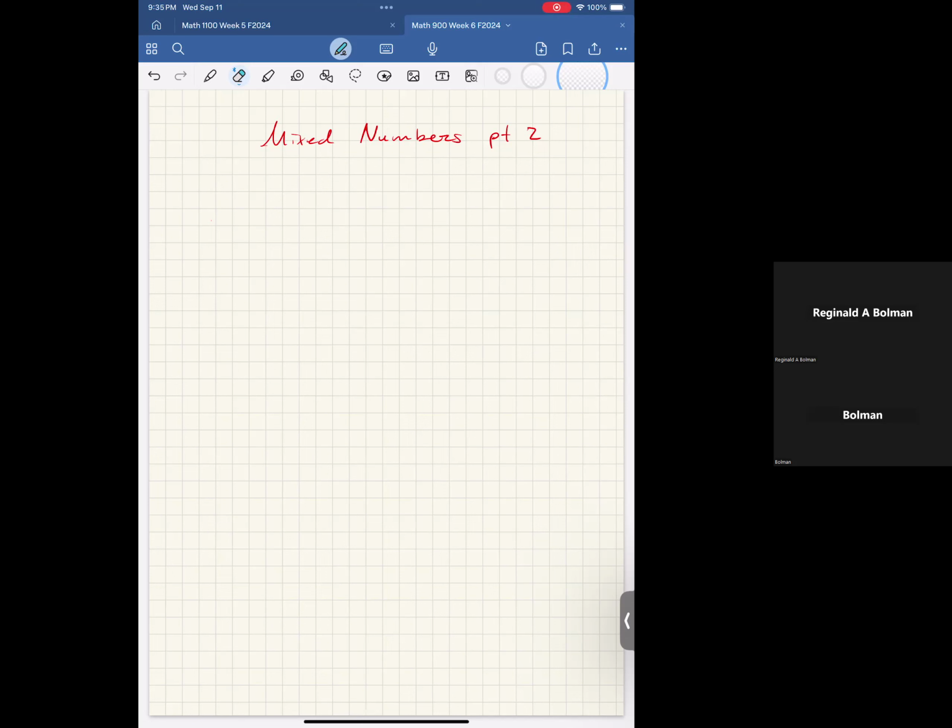Okay, so you may have a mixed number such as 3 2/5. And at some point, you might want to, say, add 4 1/5. And the question, of course, is, well, what is this actually equal to?